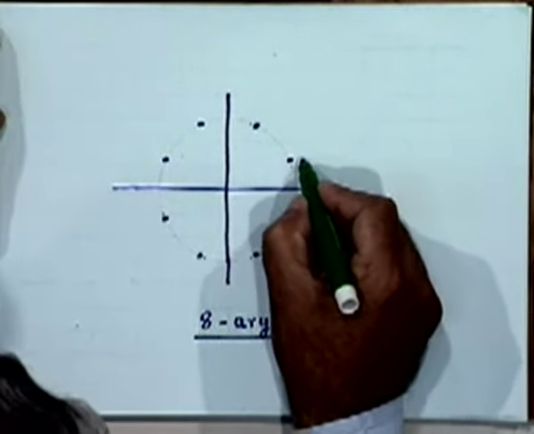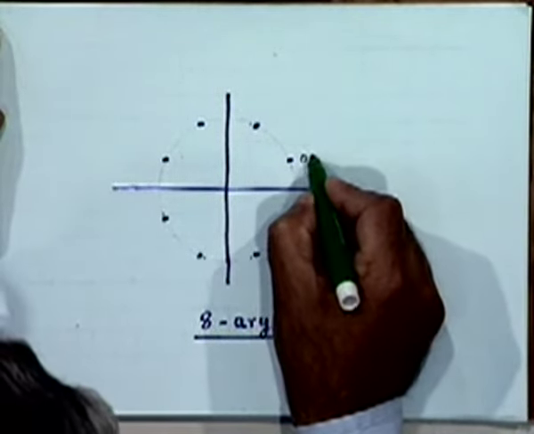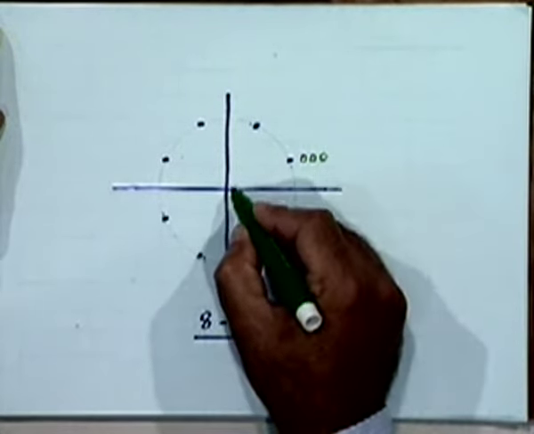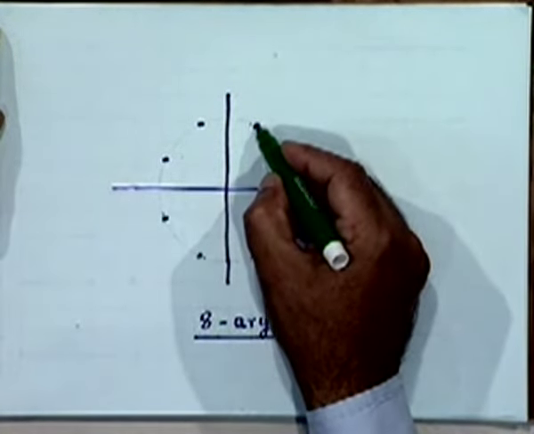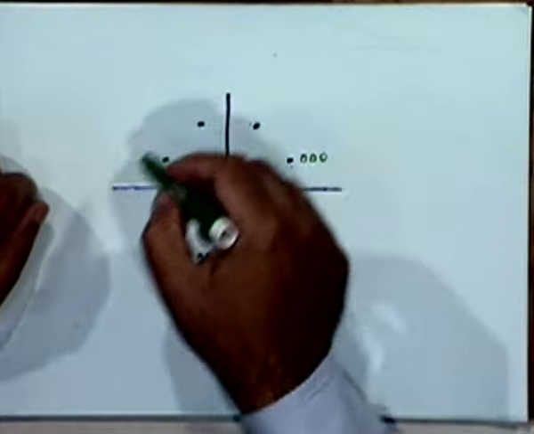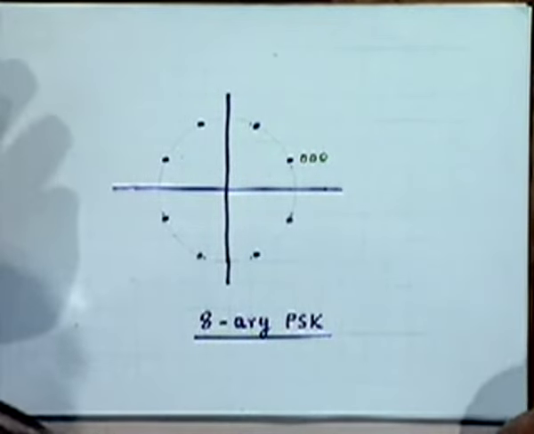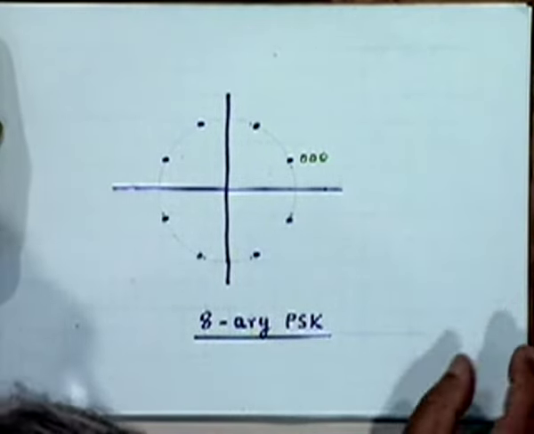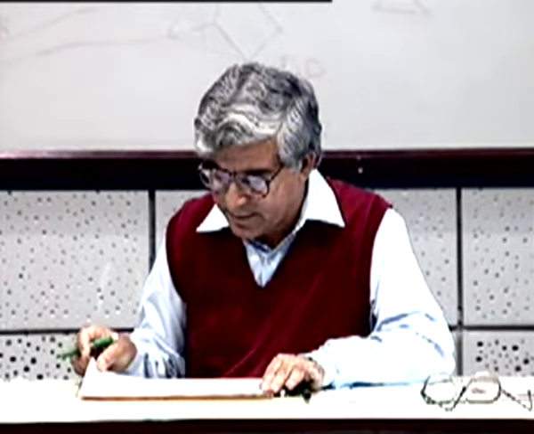You could have one of these 8 possible phases in the representation depending on the input sequence. For example, I could associate 0 0 0 here with this phase and some other binary sequence with this phase. And of course that allocation is done usually by following the gray code philosophy with which we are quite familiar already.